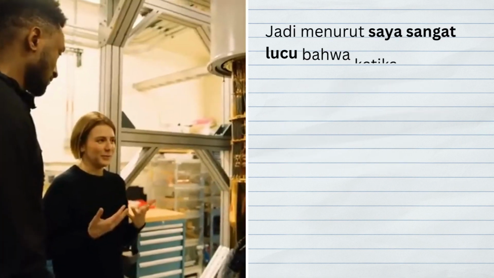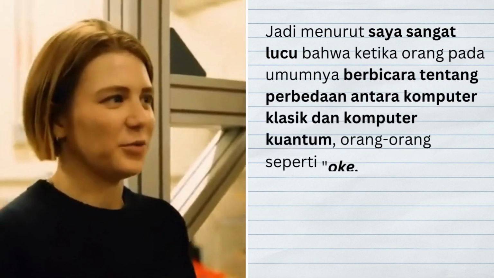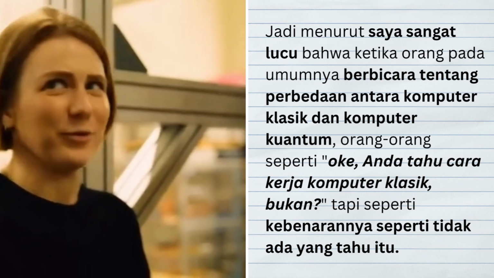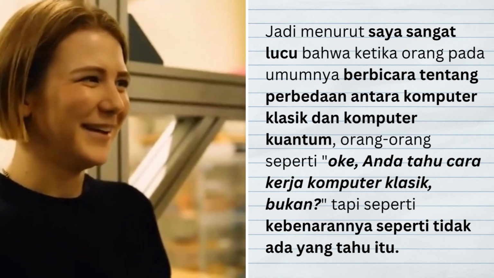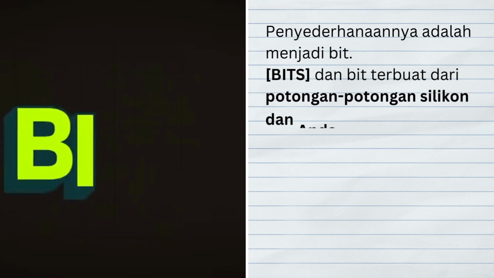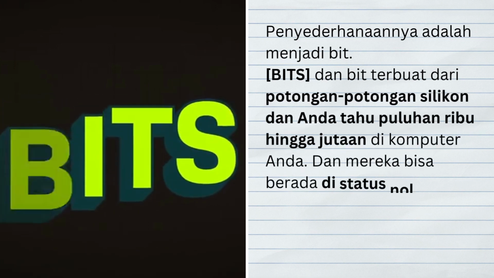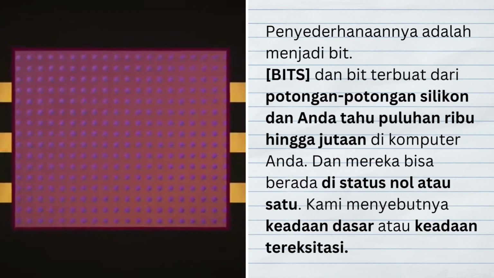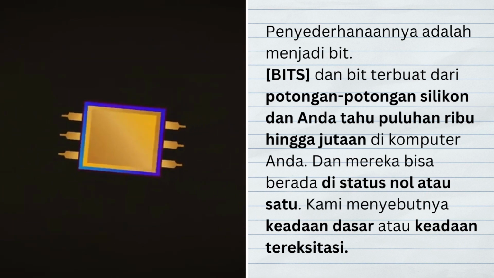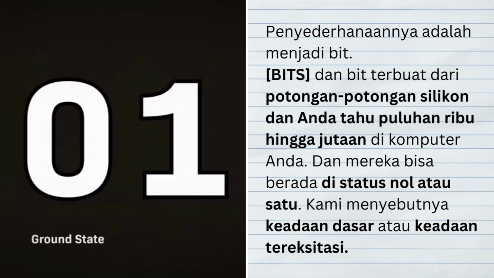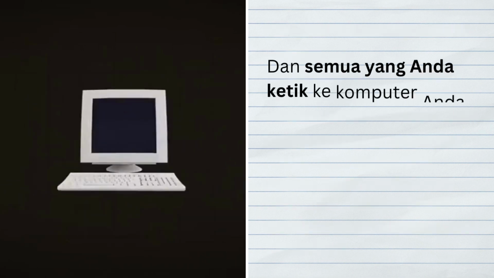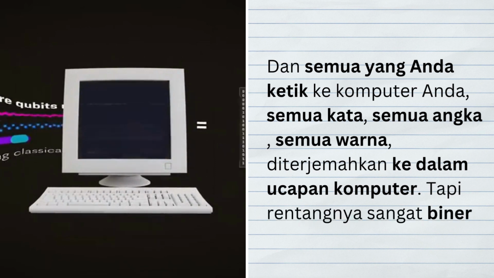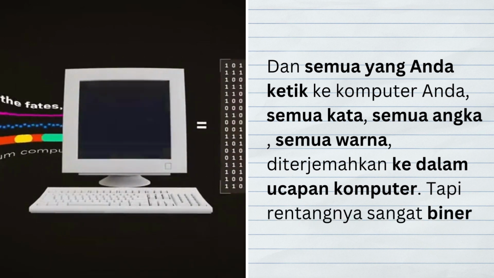I think it's really funny that when people generally talk about the difference between classical and quantum computers, they're like, okay, well, you know how a classical computer works, right? But the truth is that nobody knows that. A simplification of it is it comes down to bits. And bits are made out of pieces of silicon, and you have tens of thousands to millions of them in your computer. And they can either be in the state 0 or 1. We call it the ground state or the excited state. And everything that you type into your computer, like all words, all numbers, all colors, get translated into computer speech. But it's very binary, right?